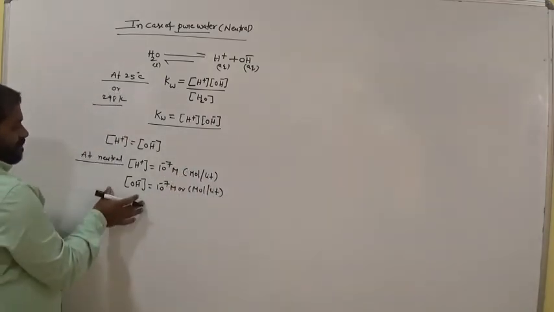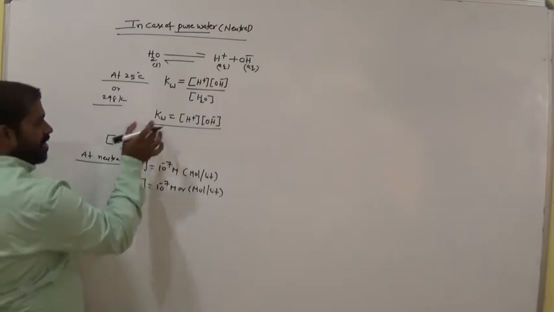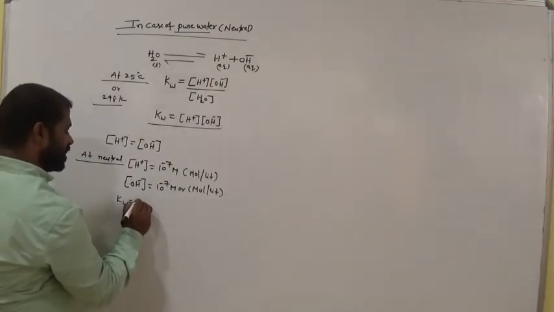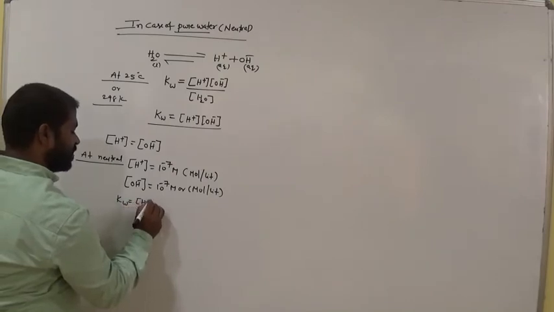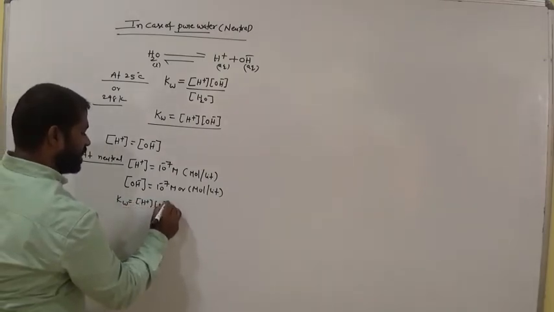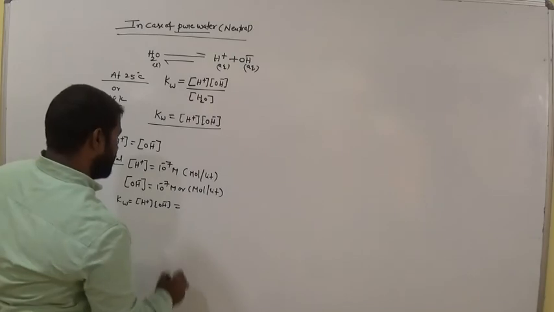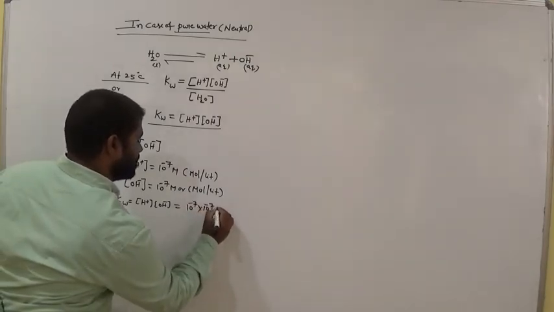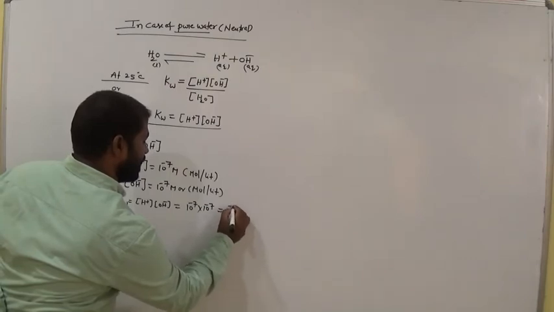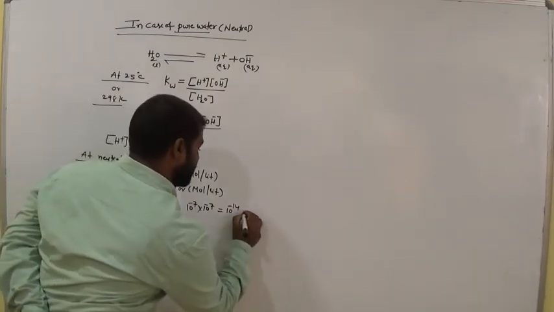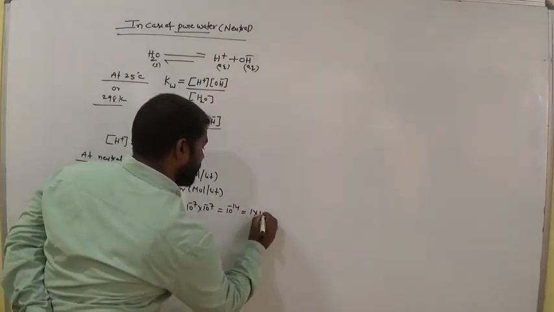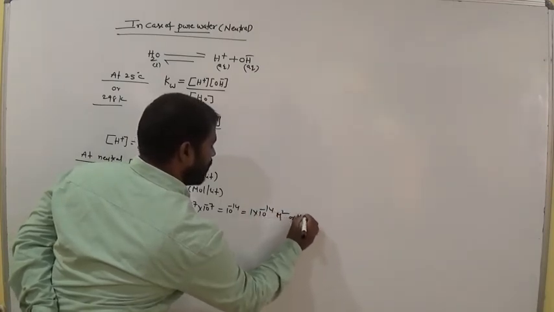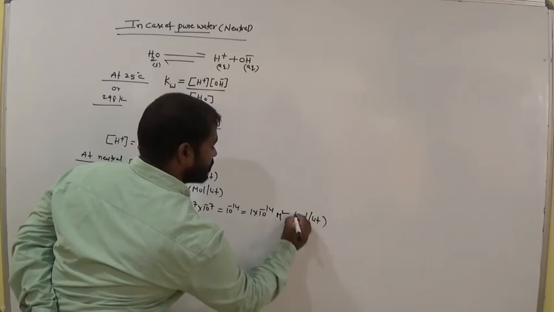So now calculate the value of Kw. Kw equals molar concentration of H plus times molar concentration of OH minus. Now that is 10 power minus 7 into 10 power minus 7. How much is it? 10 power minus 14. It can also be written as 1 into 10 power minus 14, units M squared or (mole per liter) whole squared. Am I right?